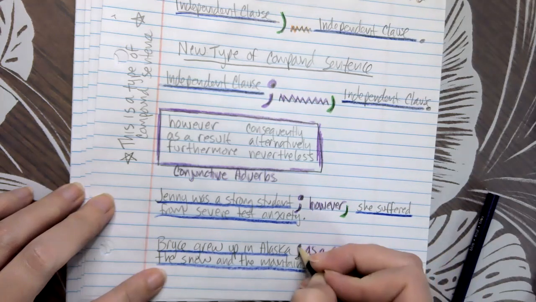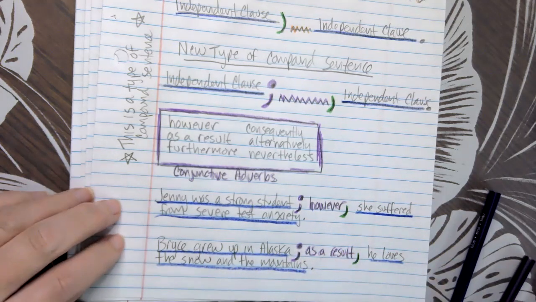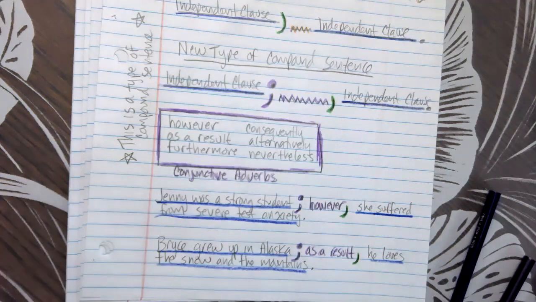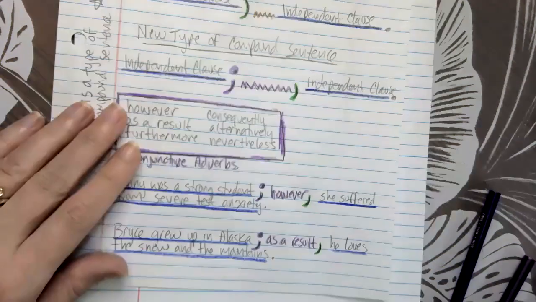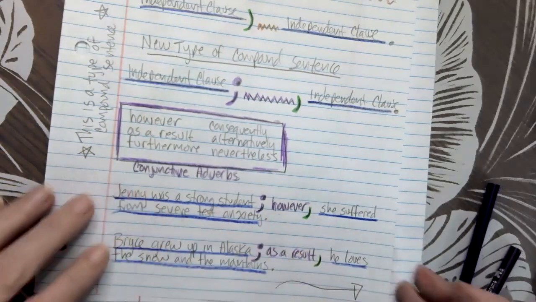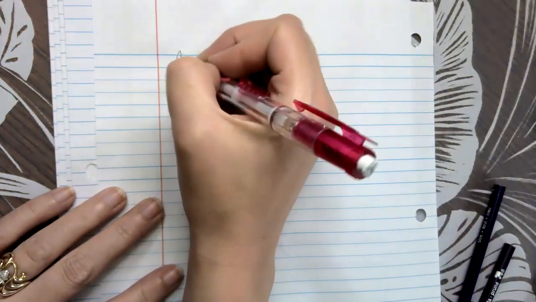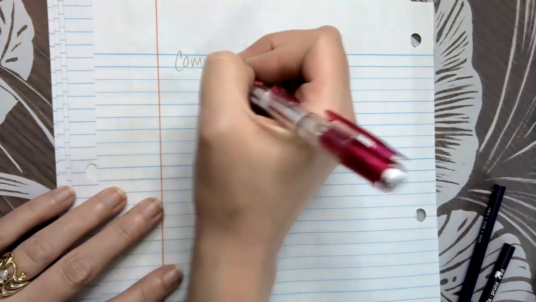So that sticks out. And of course, my semicolon, I'm going to make that purple. Okay, so those are our two examples there. Now we're going to do an arrow to the back because we still haven't reminded ourselves about where we put those commas with complex sentences. So we're just going to flip it to the back and write complex sentences.